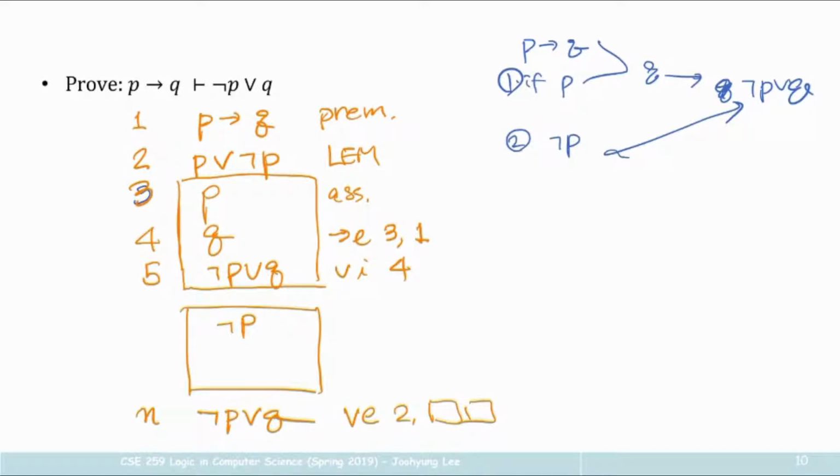Also in case 2, we need to prove not P or Q. How can we do this? This is the assumption, line 6. Line 7 is actually immediate because not P is already true, so not P or Q is also true by OR introduction for line 6. And since we established everything that is needed to use OR elimination, we are done. This is 3 to 5, and this is 6 to 7. Okay?